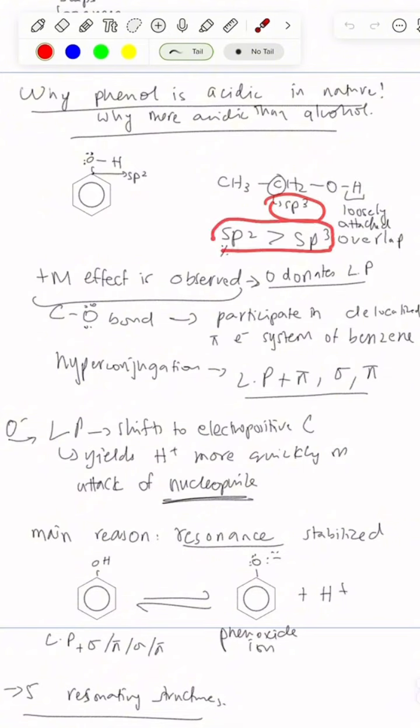As we know, sp2 overlap is greater than sp3 overlap. So in sp3 overlap, the hydrogen from the hydroxyl group is loosely attached. So this will donate hydrogen ions more easily.